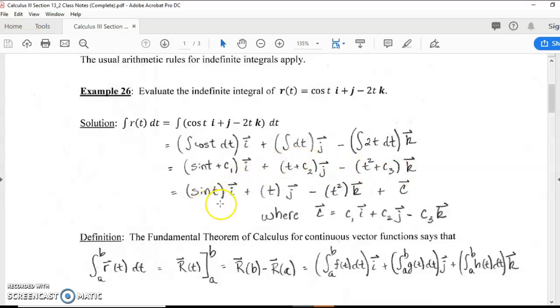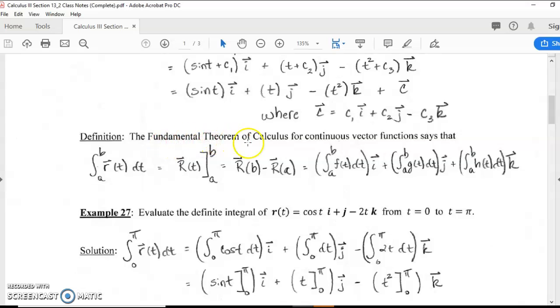So that gives us sine of t in the i direction plus t in the j direction minus t squared in the k direction, plus a constant vector, where that constant vector, the way I wrote things, is c1 i plus c2 j minus c3 k, since I'm distributing the minus here. It doesn't really matter if I called that plus c3 because it's an arbitrary unknown constant.